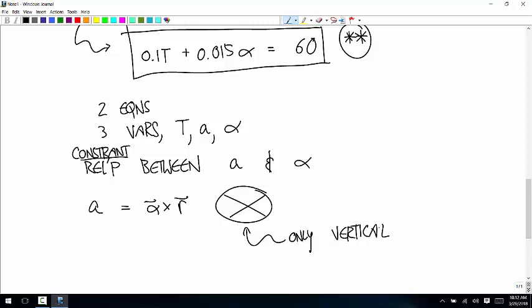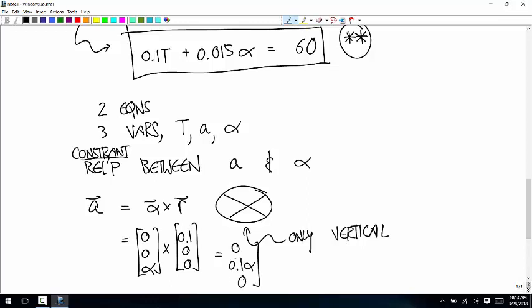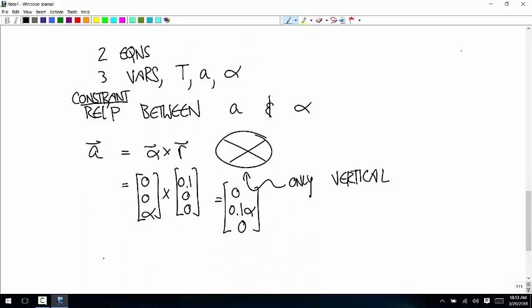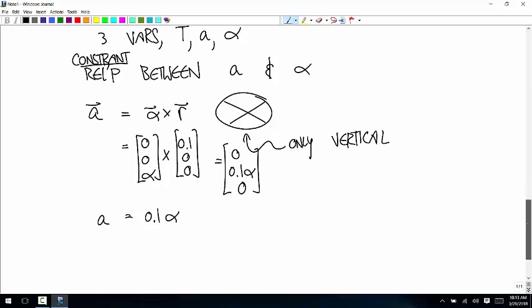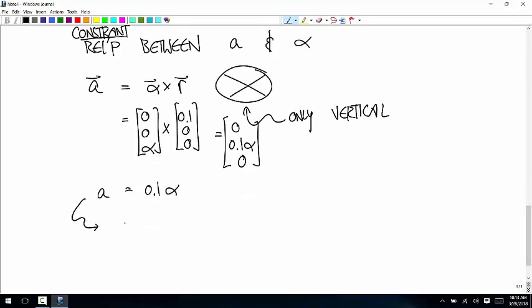There's no centripetal acceleration of that hanging mass. And so this is 0, 0, alpha crossed with 0, 0.1, 0, and that is 0.1 alpha, 0. And so, like you said, A is equal to 0.1 alpha. Or the third equation says A minus 0.1 alpha equals 0.